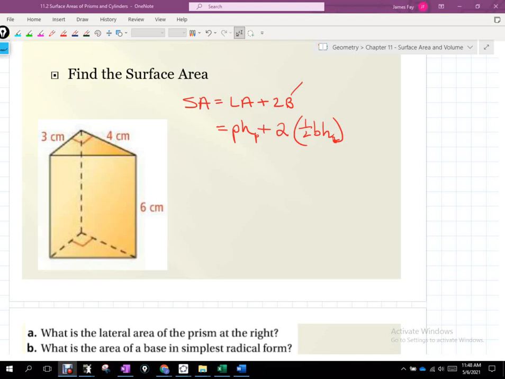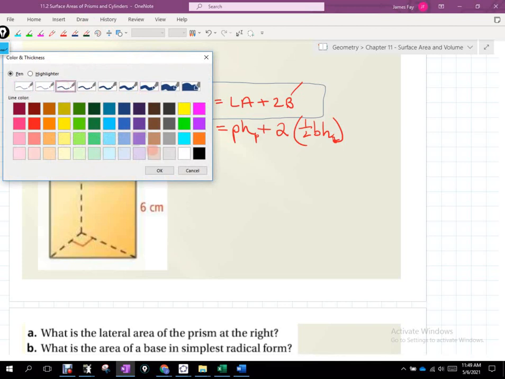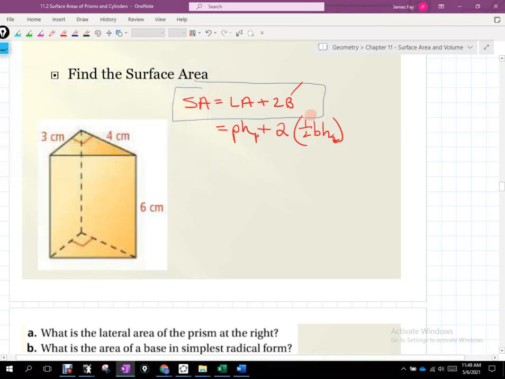I would like to continue this one and finish off the surface area of this triangular prism. Yesterday we laid out this formula that said surface area is going to be your lateral area plus two bases. That's kind of a static or unchanging formula for all prisms. But at the same time, it's dynamic because this lateral area is always going to be PH.